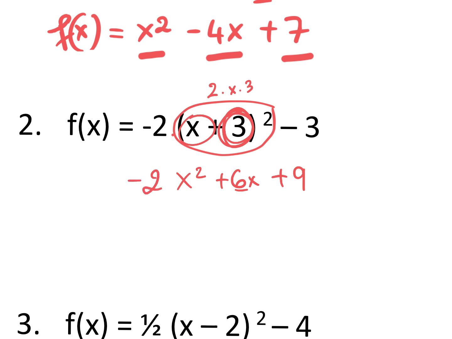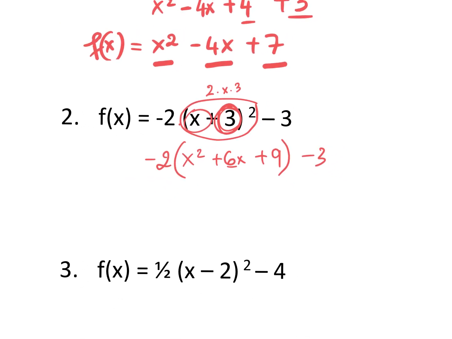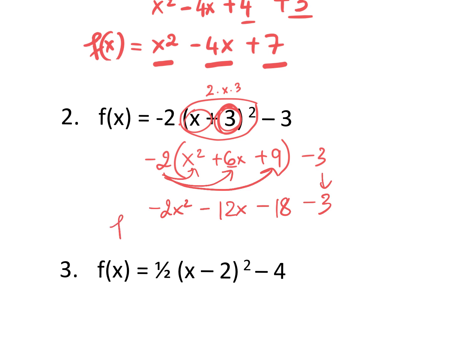And then we dropped out this 2. Okay? And then we are going to multiply before we subtract. So make sure you distribute to all of these terms. You got negative 2x squared minus 12x minus 18, and then minus 3. Drop out this 3. So we're going to combine the like terms, and you will have a standard form. So negative 2x squared, negative 12x. This will become negative 21, right?